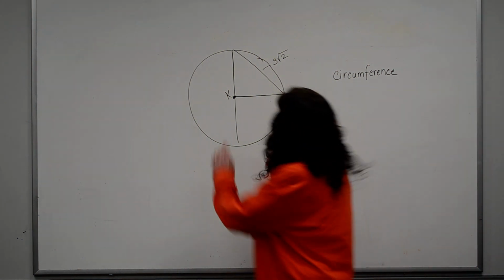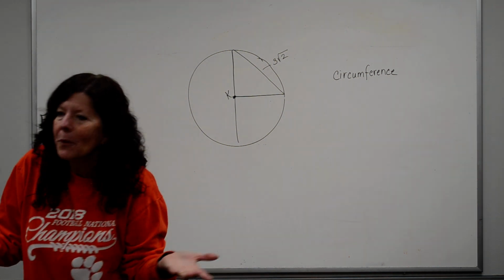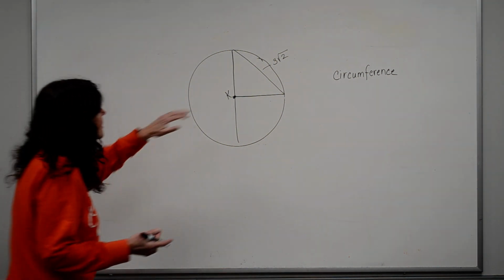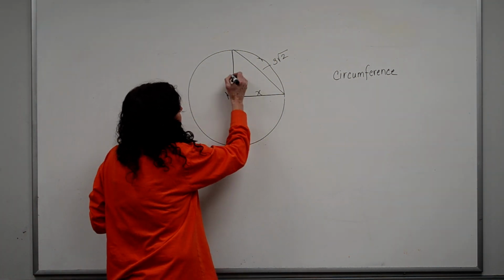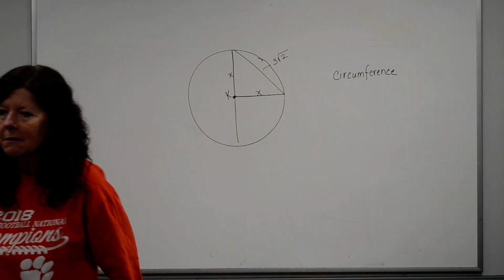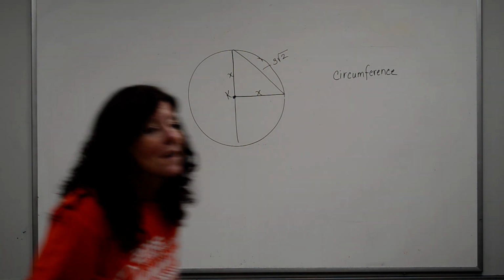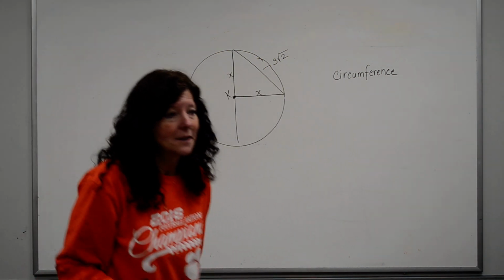Okay, so the distance from the center to a point on the outside is the same all the way around the circle. So these two things have to be equal, don't they? Now how am I going to figure out what they're equal to? Right. How do I do that?